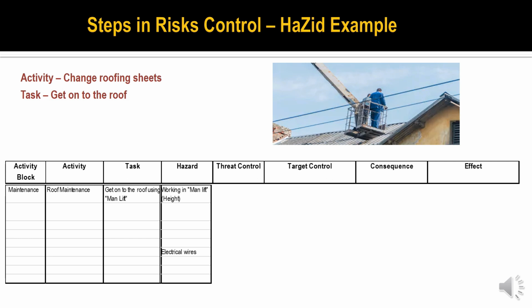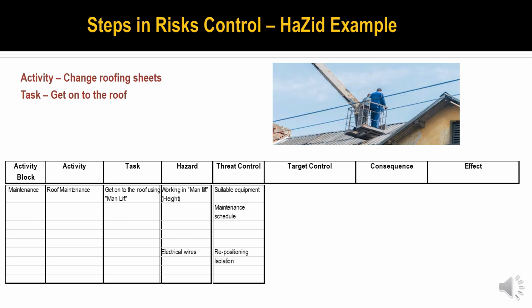If there's any failure of the equipment or any other reason, you can come crashing onto the ground. Then also you can see here there are some electrical wires. So there is a possibility of electrocution also. Now all these things, falling from this height and electrocution, can happen only if the threat comes in and releases the hazard. So what are the threats?